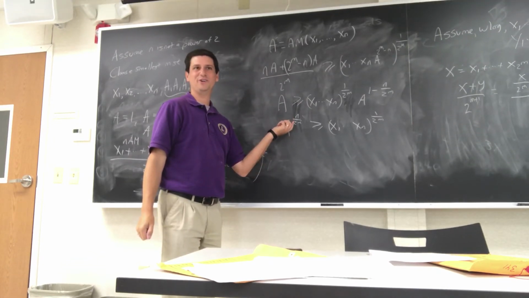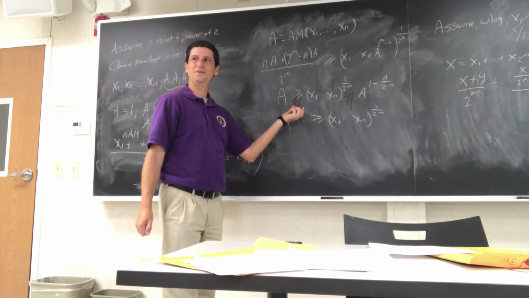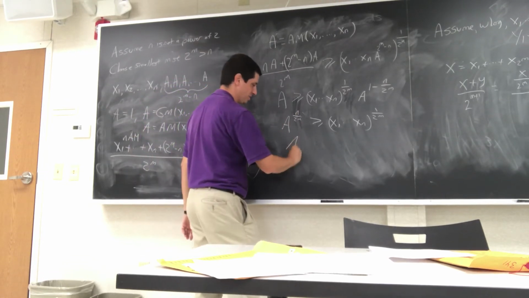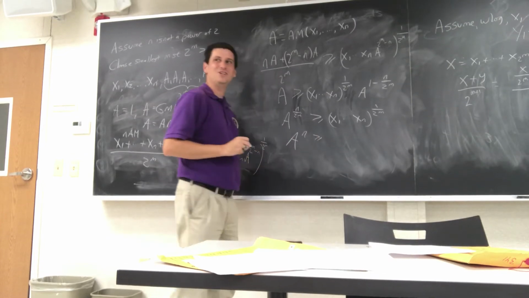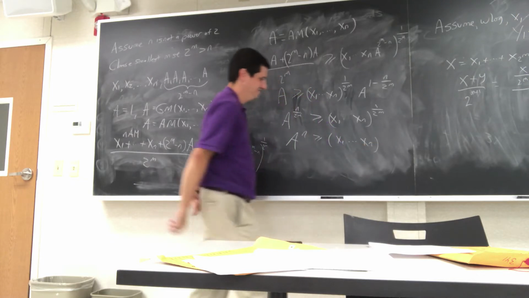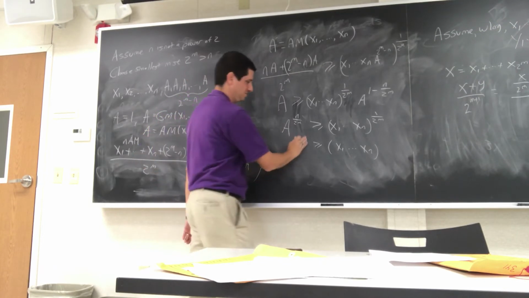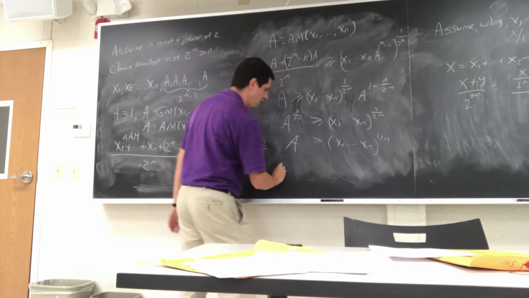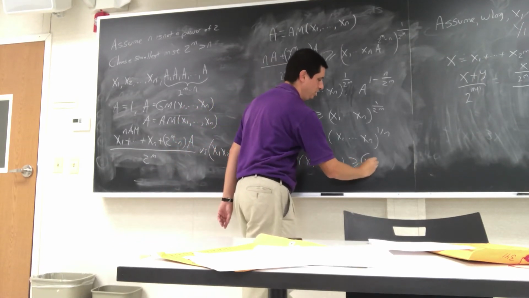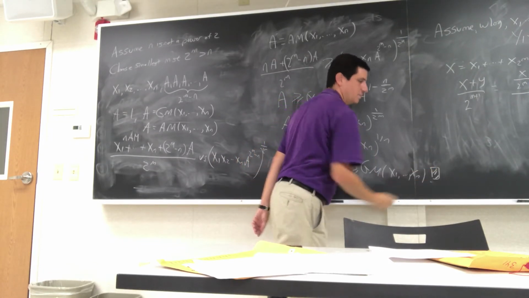Well, what power should I raise each side to? 2 to the m? Not quite. Nope. You just require me to do one extra step. I'm going to just use a little bit more chalk. I'll raise both sides to the 2 to the m, and I get a to the n is at least x1 through xn. And now I take the 1 over n power of both sides. And so now I've got the arithmetic mean of x1 to xn is greater than or equal to the geometric mean of x1 to xn. And that finishes the proof.